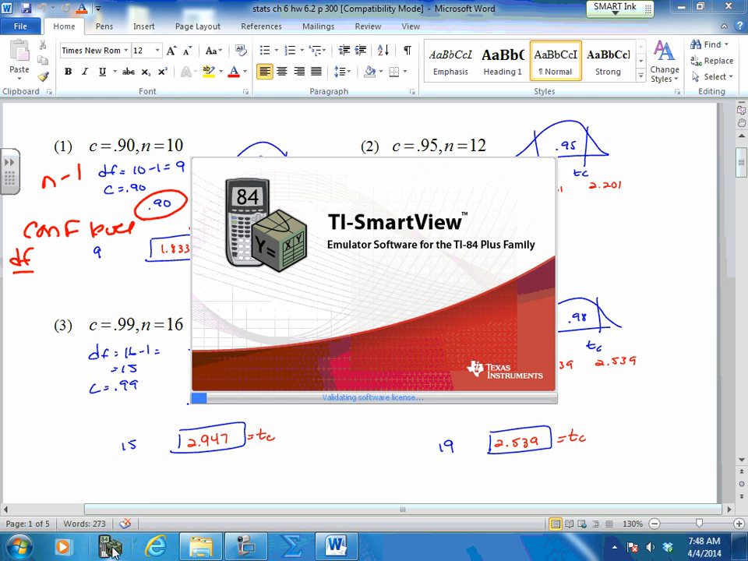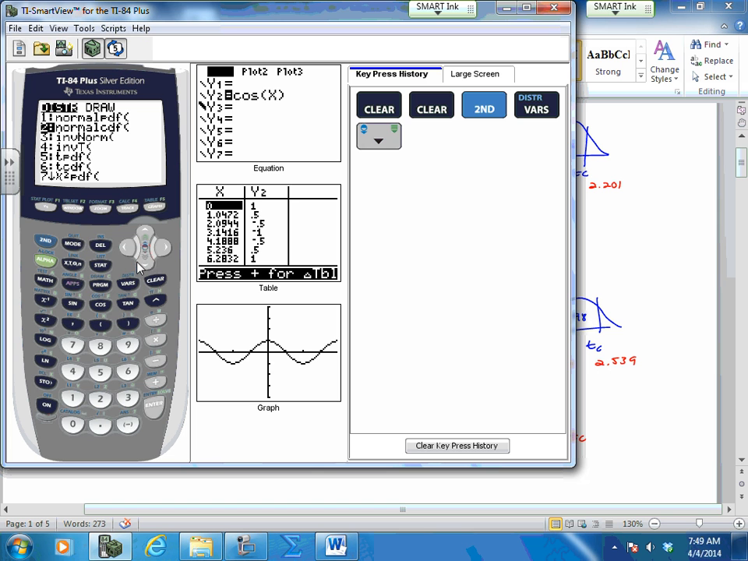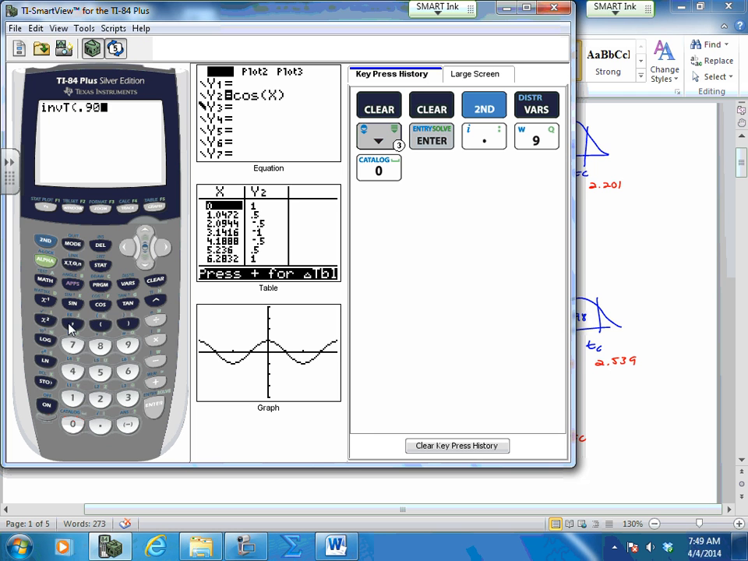So it's almost the same amount of work to get there in both places. If you look at the VARS, it's second VARS, right under inverse norm. It's inverse T. I have to enter 90. You're just going to enter your confidence interval, and then you're going to enter your degrees of freedom. If you're on the old one, you have to enter it like this.